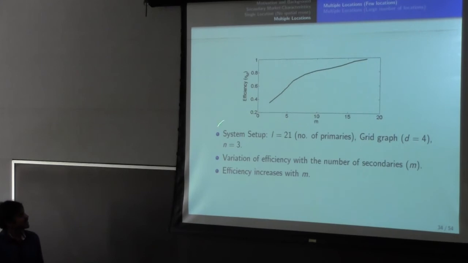Okay, so what about the efficiency in this setting? As we can see, as we increase the number of secondaries, the efficiency increases because as the demand increases, the competition becomes lower. So that means that primaries can select higher independent sets, independent sets of higher cardinalities and higher prices. So that's why the efficiency increases.